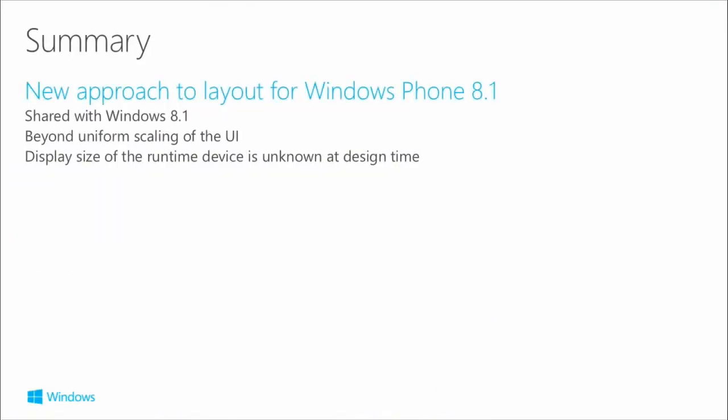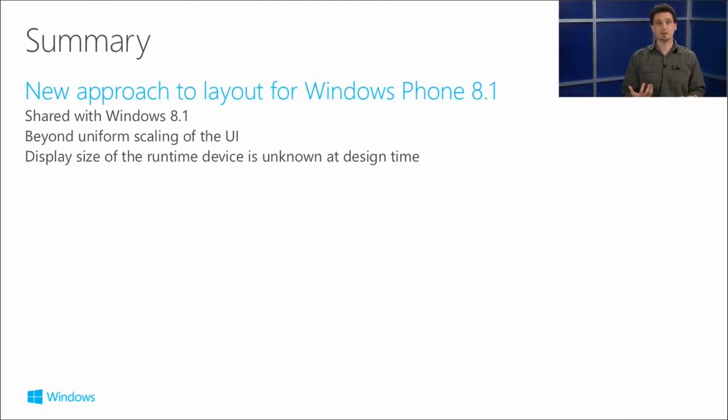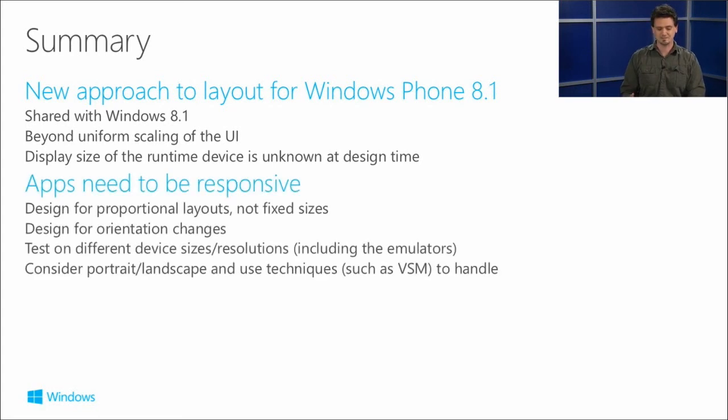So to summarize all of this information about adaptive UI, it really is a great deal of information, but it's important because we're now looking at an adaptive UI system that is shared between Windows and Windows Phone. This is beyond just uniform scaling of the UI. It's all about building a UI that just works for the device that we're on, for the orientation that we're in. We need to make sure that we account for the display size of the runtime device, even though the display size is unknown at design time. This allows our apps to be responsive like they need to be.